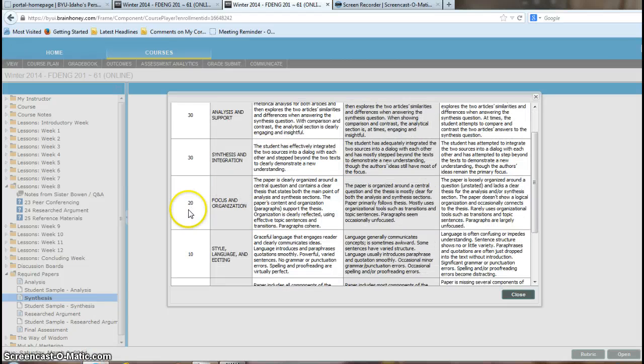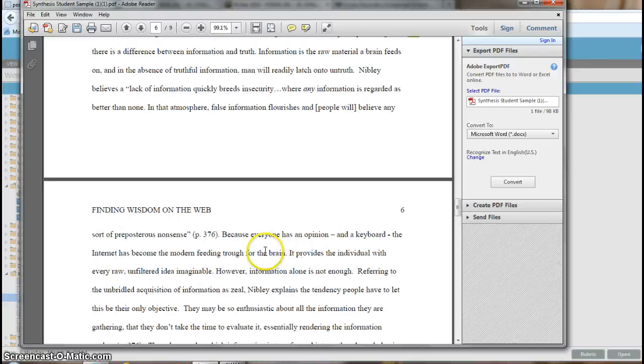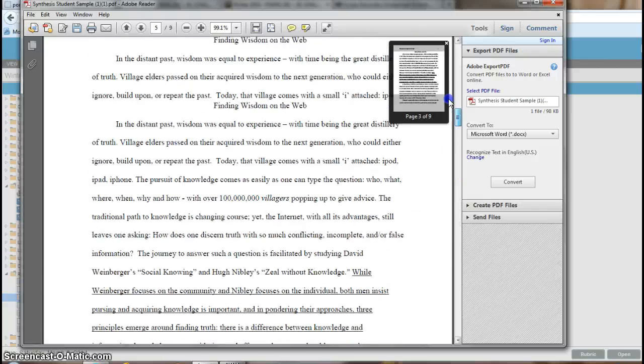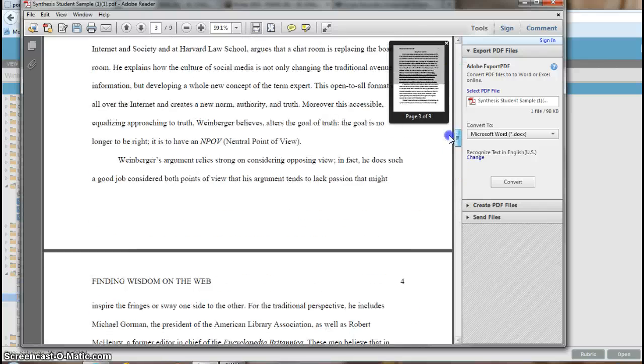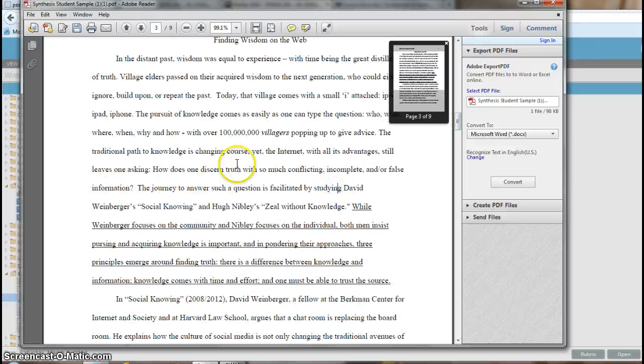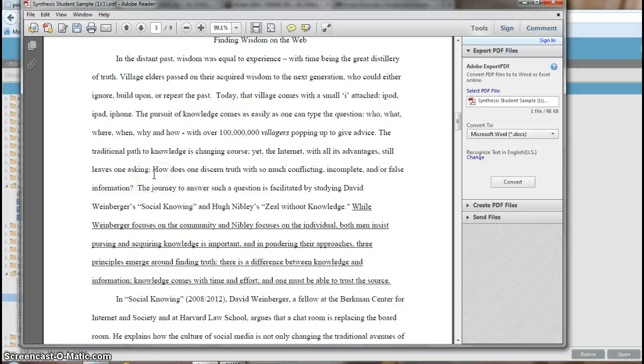Focus and organization, you know that the student's going to lose 2 points for going way over the word limit, but the paper is clearly organized around a central question and contains a clear thesis that states both the main point of the analysis and synthesis sections. Let's look at that first. Let's see, it'd be on page 3. Okay. Yeah, so the student has addressed the question, how does one discern truth with so much conflicting, incomplete, and or false information? There's that question directing the whole essay, and then here's the answer.